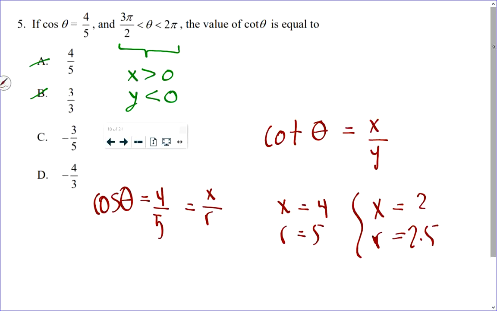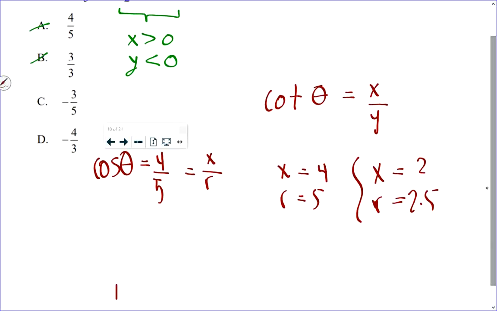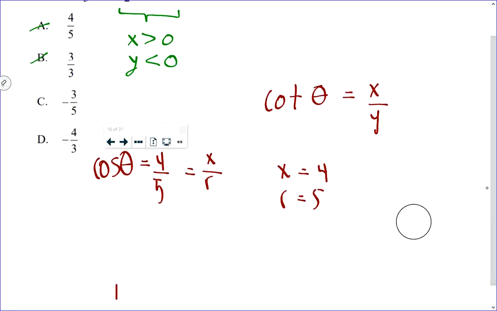If you divide 4 by 5 on your calculator, you're going to get 0.8. If you divide 2 by 2.5, you're going to get 0.8. If you divide 40 by 50, you're going to get 0.8. So that's why we're allowed to do that. Anyway, now what we're going to do, Jason, is work on finding y. Our motivation for finding y is that we already know x, and we need y to find cotan.